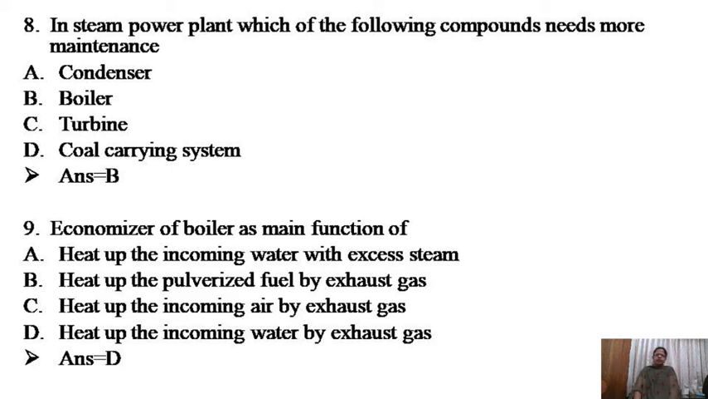The ninth one: the economizer of a boiler has a function of: option A, heating up incoming water with excess steam; option B, heating up the pulverized fuel by exhaust gas; option C, heating up the incoming air by exhaust gas; option D, heating up the incoming water by the exhaust gas. The economizer of a boiler has the main function of heating up the incoming water by the exhaust gas.